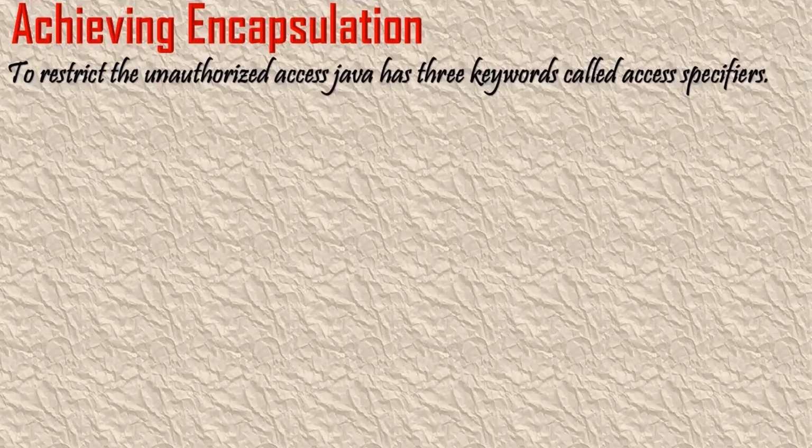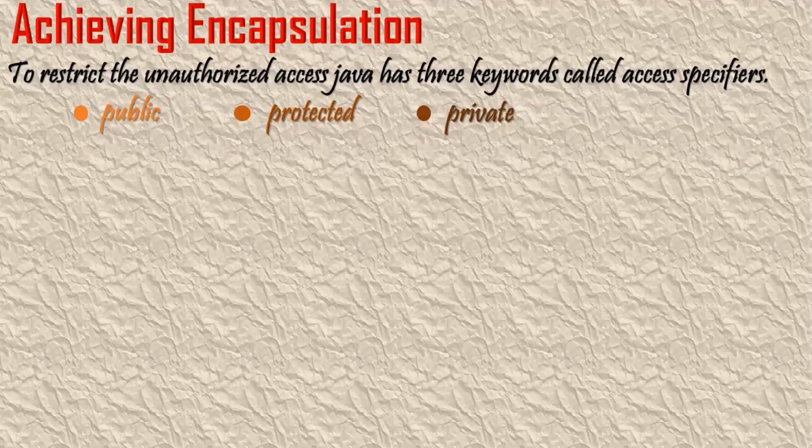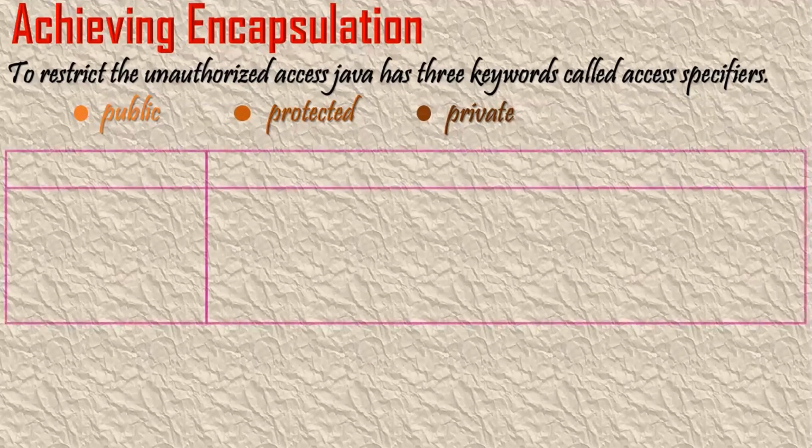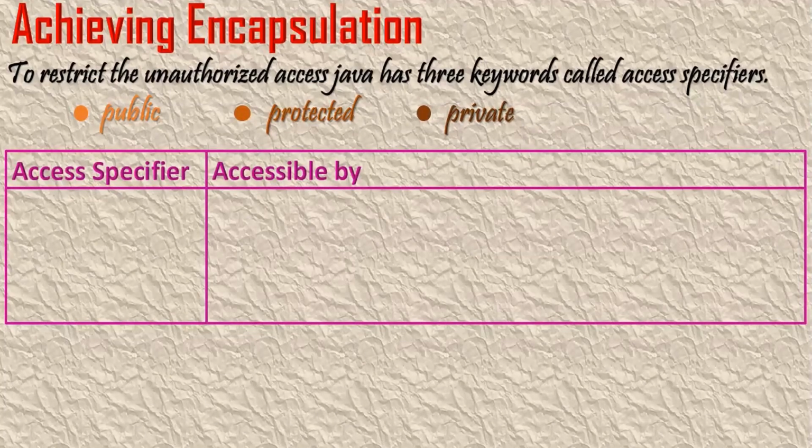To restrict the unauthorized access, Java has three keywords called access specifiers. First one is public, next is protected and private. While declaring data members, any one of these keywords is specified with the data members or method prototype. Let us learn the access level of these access specifiers. If public is given as access specifier, then it is accessible by any class. It may be inside the package or even outside the package, a subclass or a class of another package.